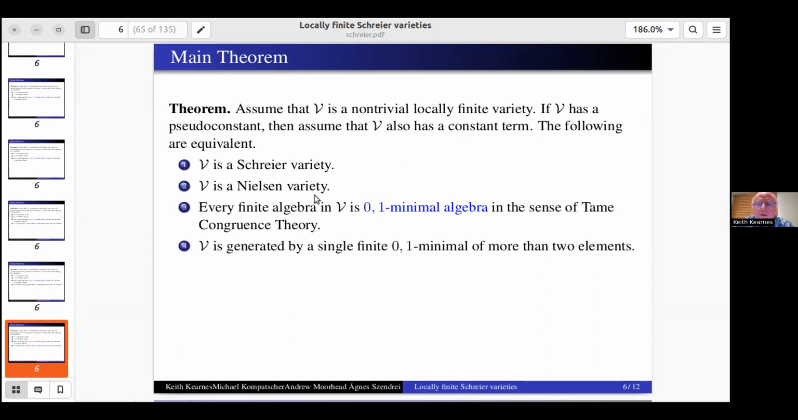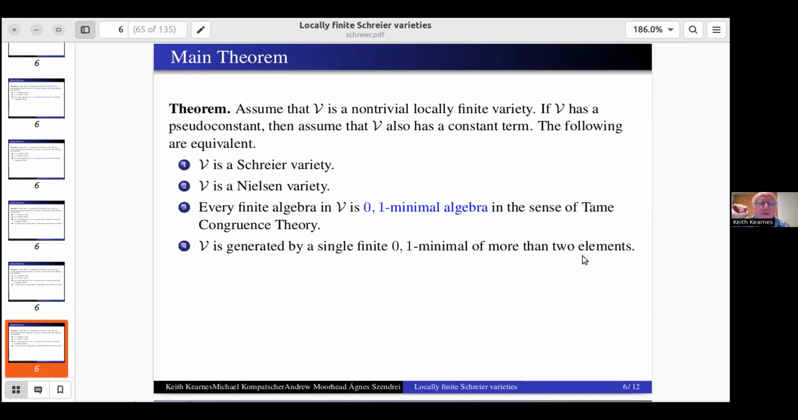The variety is Schreier. That's subalgebras of free algebras are free. It's equivalent to saying it's a Nielsen variety: finitely generated subalgebras of free algebras are free. That's the same. And this is the part that interested me, that I thought was an interesting connection. Every finite algebra in V is a 0-1 minimal algebra in the sense of tame congruence theory. And that's equivalent to saying it's generated by a single finite 0-1 minimal algebra of more than 2 elements.